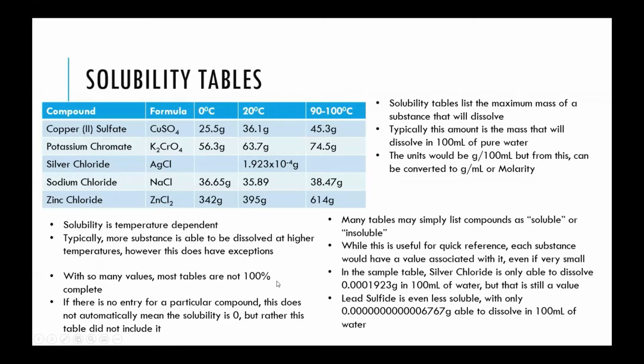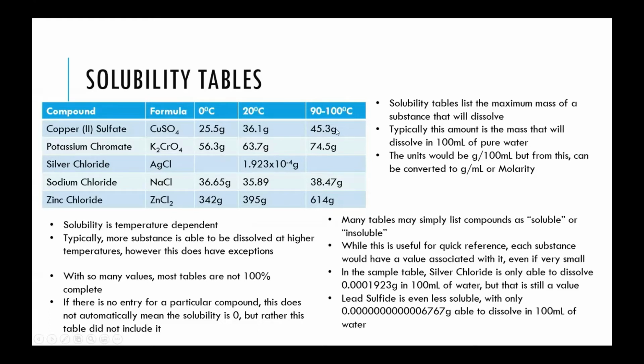So when you're using a solubility table like the one on Wikipedia, it will look something like this one. There will be a list of the different compounds. It may or may not have the chemical formulas listed. And then it is a table of numbers. And as I had mentioned, the solubility of a compound is dependent on temperature.